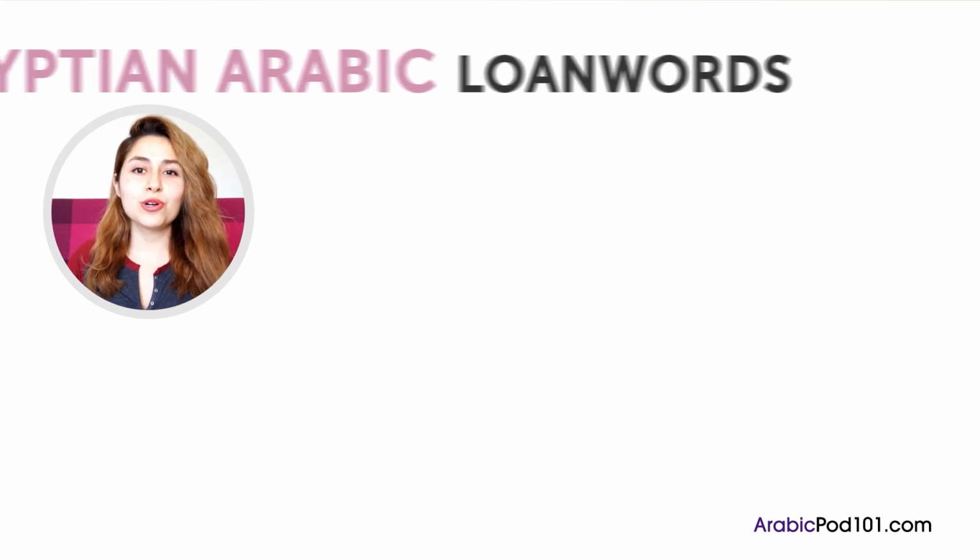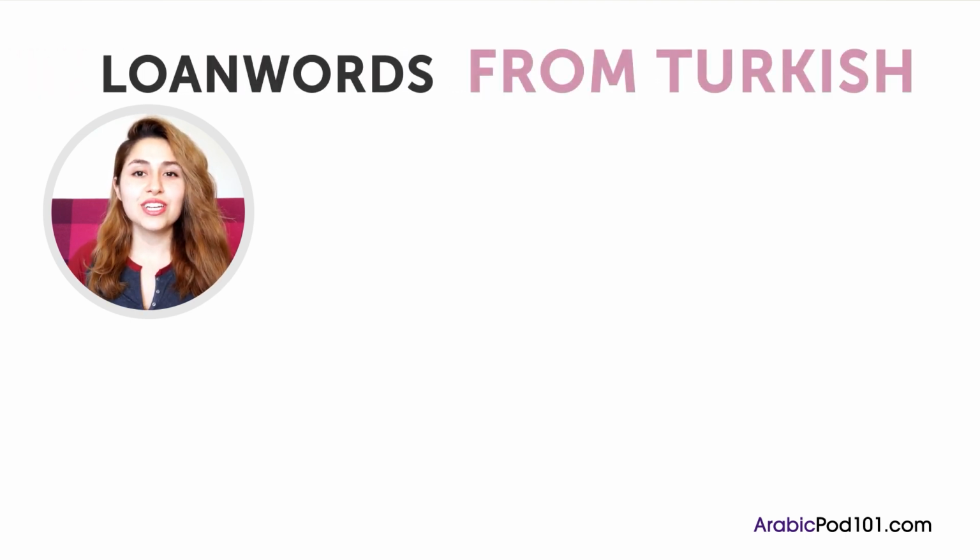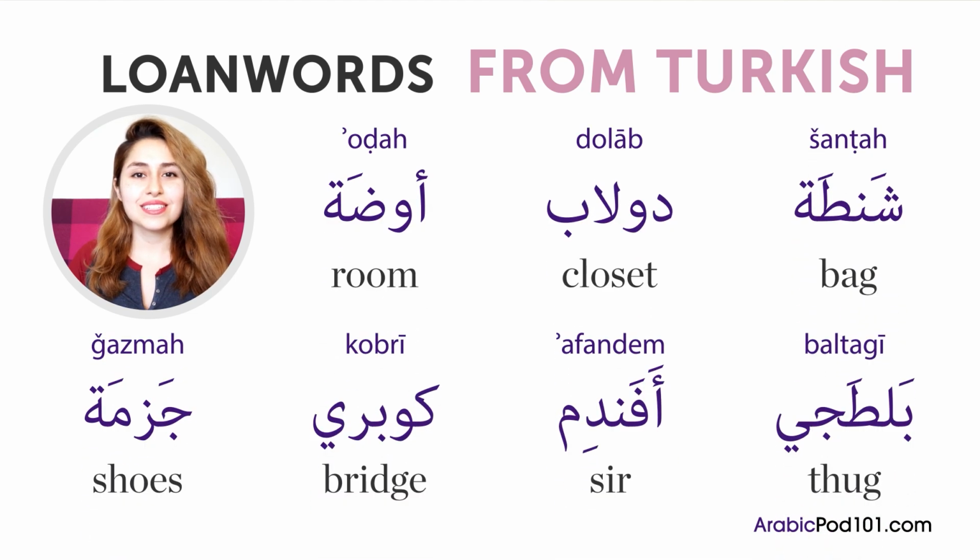Egyptian Arabic also borrowed a lot of words from Turkish. Let's take a look at some Turkish loanwords in Egyptian Arabic. Oda. Room. Dolab. Closet. Shanta. Bag. Gazma. Shoes. Kobri. Bridge. Efendim. Sir. Baltagi. Thug.